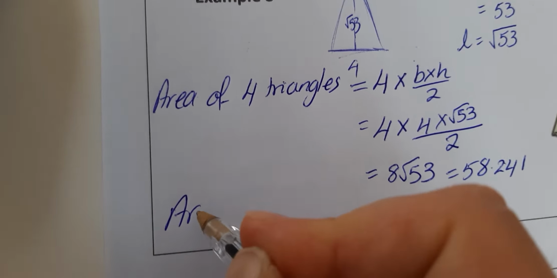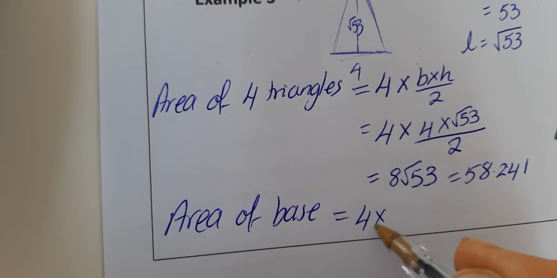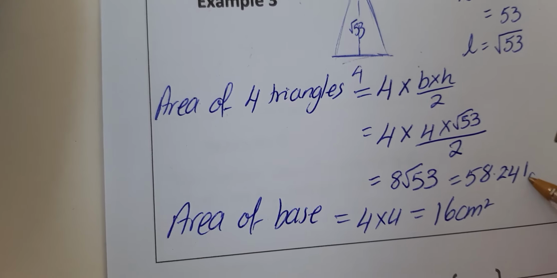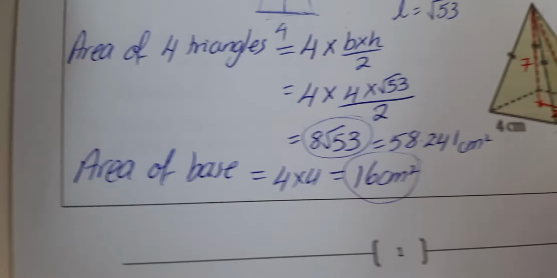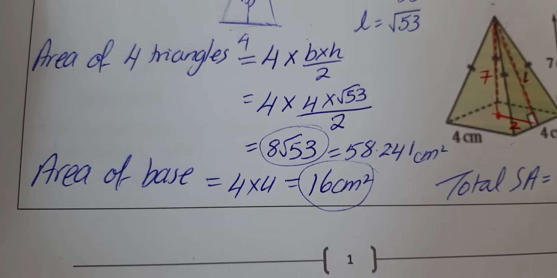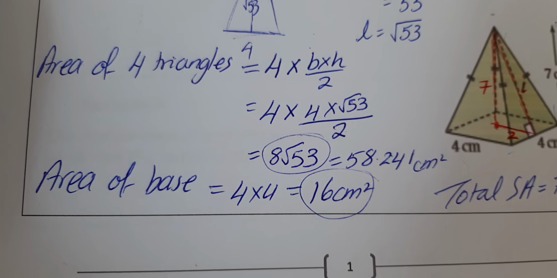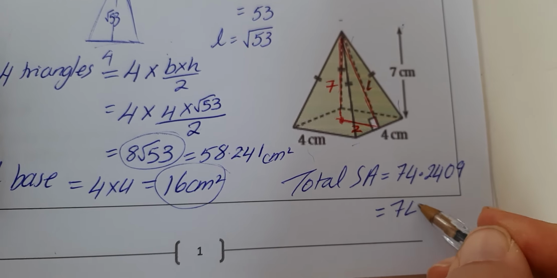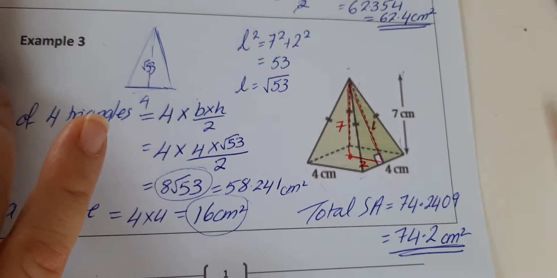The area of the base, which is a square, is 4 times 4, 16 centimeters squared. I add these together to get my total surface area, and I will end up with 74.2409. Round it to 3 significant figures, 74.2 centimeters squared. There we have it.